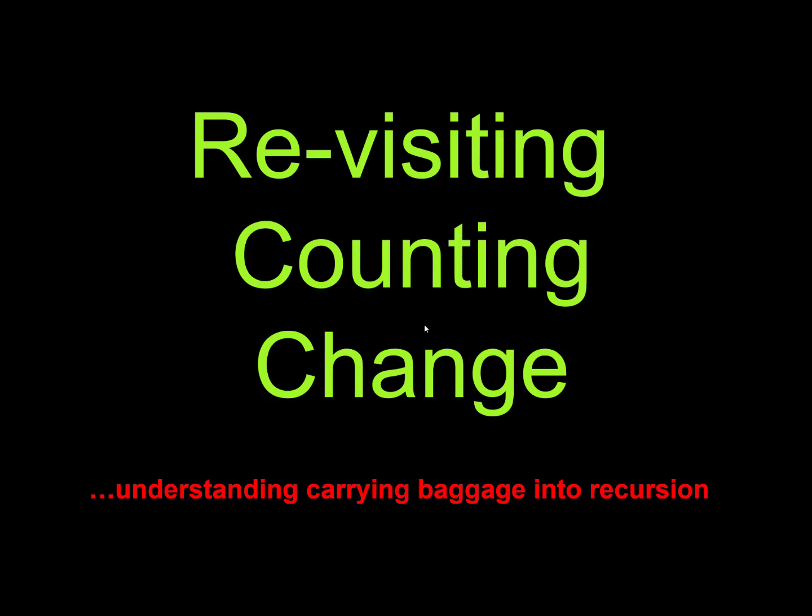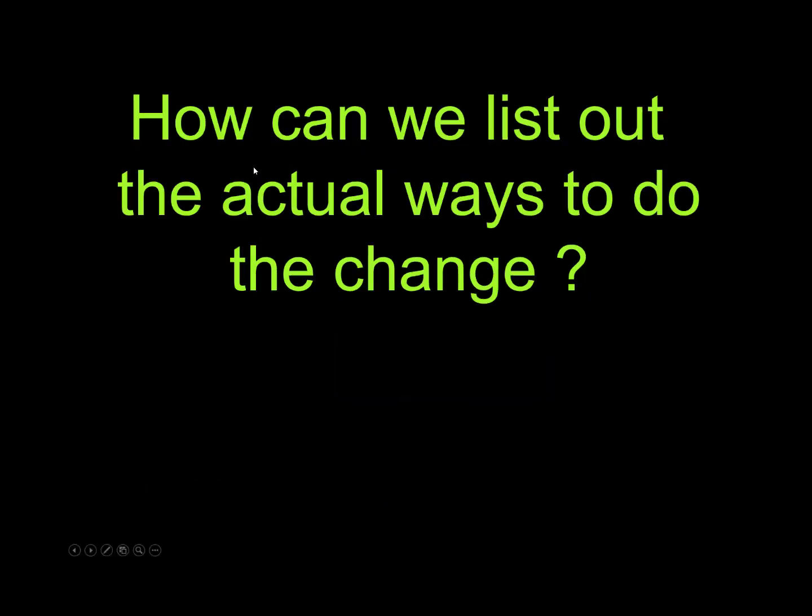Let's take another look at the counting change to understand carrying baggage into recursion. How can we list out the actual ways to do the change? Well, the solution you have seen so far only outputs the total number of ways you can change the $1, which is 343. But what if you want to know the actual ways of changing it? Like you need to use 250 cents to make up $1, or another way, 150, 120, and 310 cents to make up the dollar, and so on. So how can we do that?